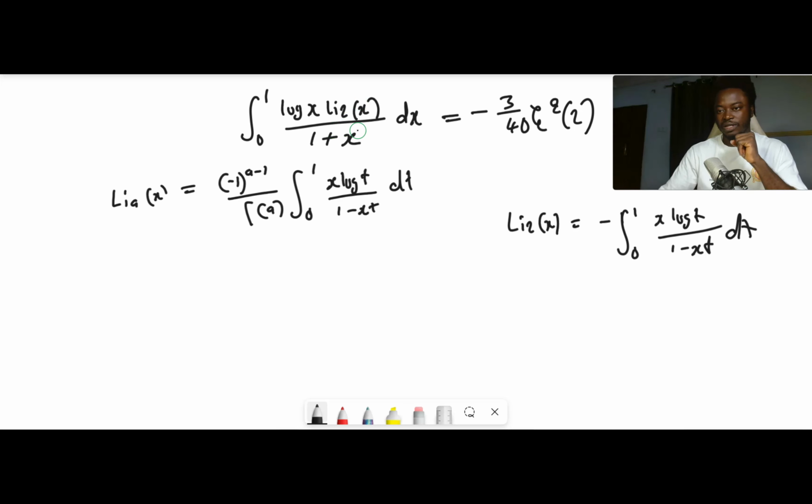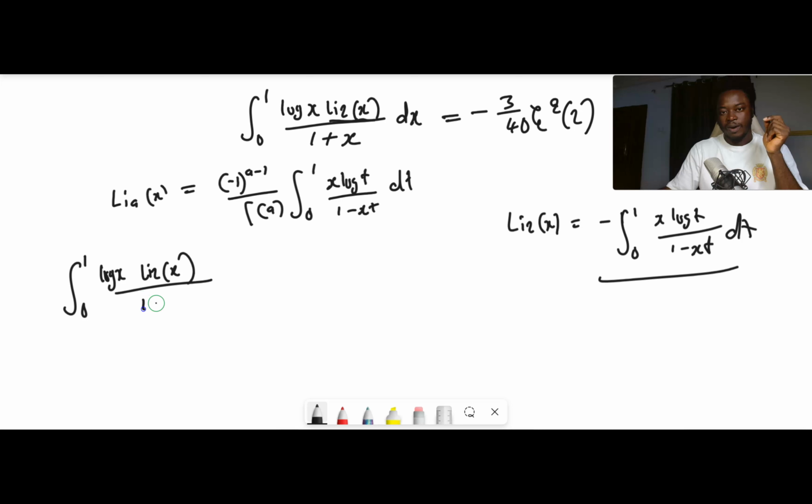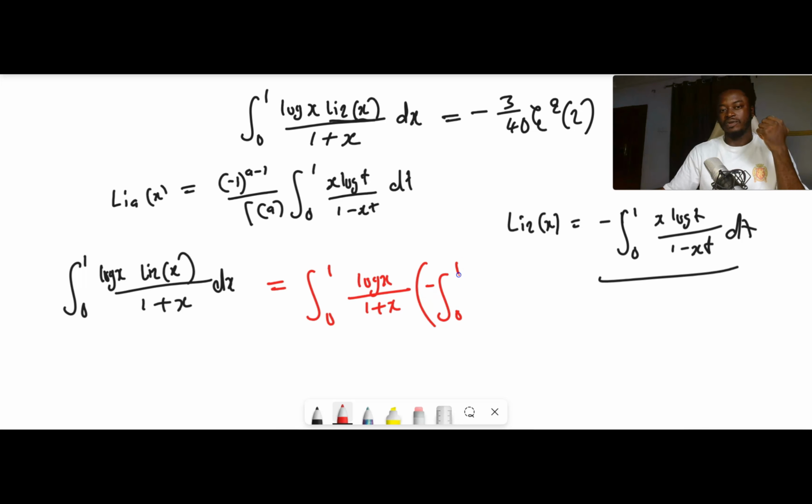And here's how we're going to proceed. Just like in the previous video where we substituted for this dilogarithm, you're going to replace the dilogarithm by this. So you're going to have the integral from 0 to 1 of log x times dilogarithm of x all divided by 1 plus x dx. This is going to equal the integral from 0 to 1 of log x all divided by 1 plus x, then you multiply this by negative times the integral from 0 to 1 of x log t all divided by 1 minus xt dt, then dx.